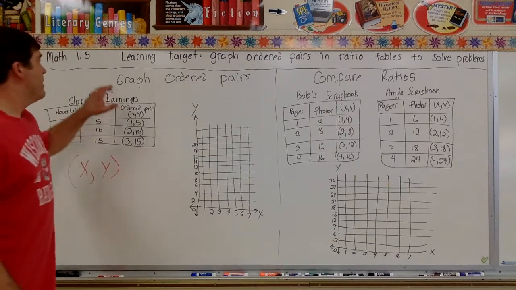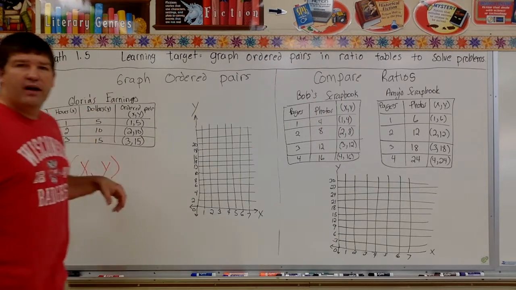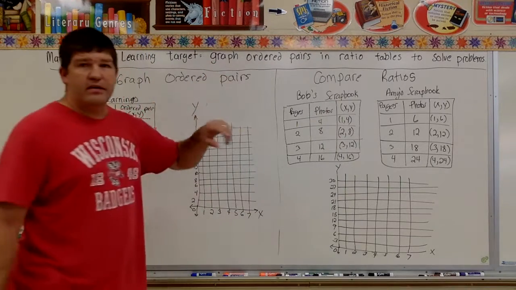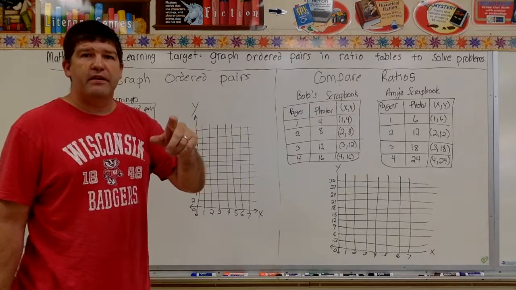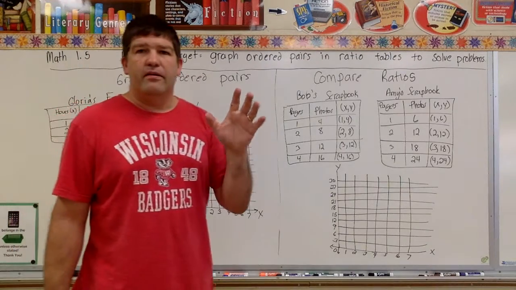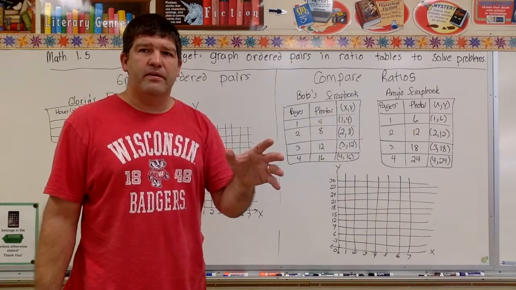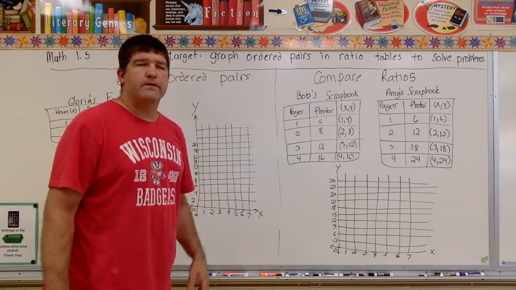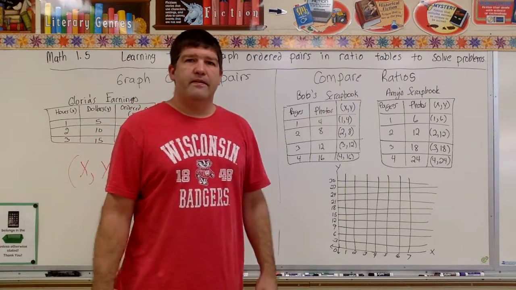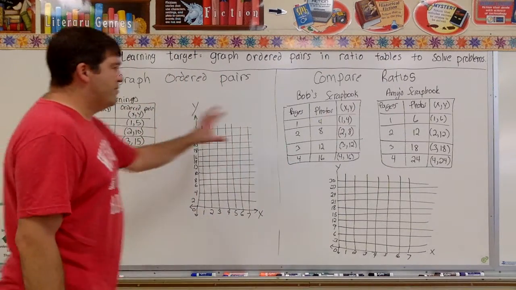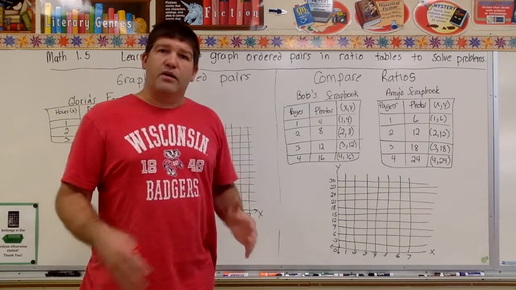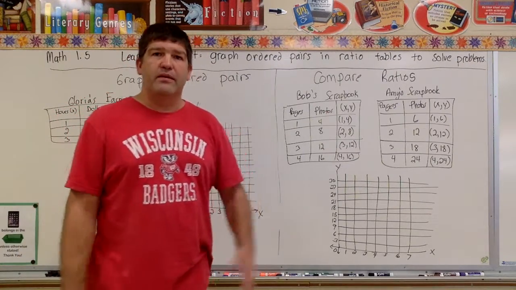This is Math, Chapter 1, Lesson 5. So it's 1.5, and our learning target is to graph ordered pairs in a ratio table to solve problems. Remember, with ratios, it's comparing two things. We're going to have some tables here, compare two things, graph it, and see what we can learn from it.